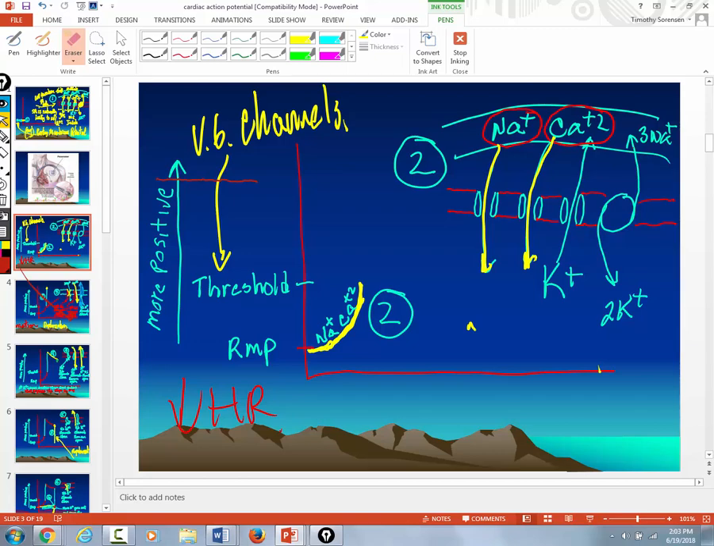What two electrolytes contribute to the resting membrane potential rising and getting closer to threshold? I'll just tell you. It's sodium and calcium. Are you following me?